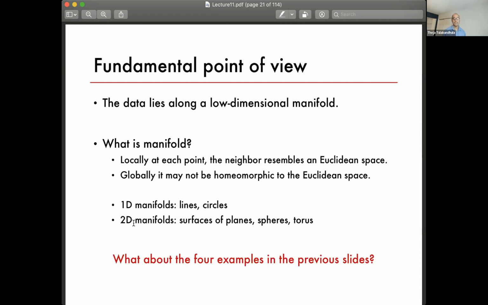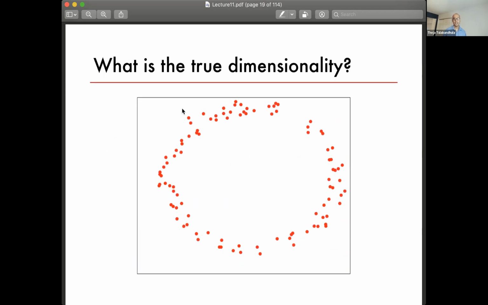So maybe you can think of it as a manifold. And again, a two-dimensional manifold is something like surfaces of planes or surfaces of a sphere, like a golf ball. They can be thought of as a 2D manifold in the sense that they're living in 3 dimensions, for example, but they are not really 3-dimensional. They're kind of constrained. You can think about the 4 examples in the previous slides. For example, this one is really a 1-dimensional manifold in a 2-dimensional space, where it's really a circle here.